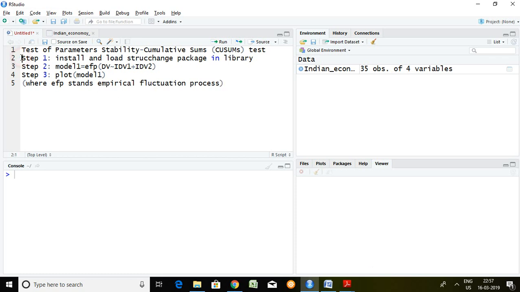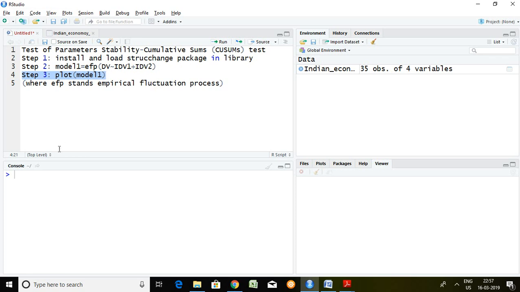Step first talks about installing and loading the strucchange package in library. Step second talks about storing the value in model 1 or any figure with the help of EFP command. And after storing the value, step third talks about plotting of that particular model.